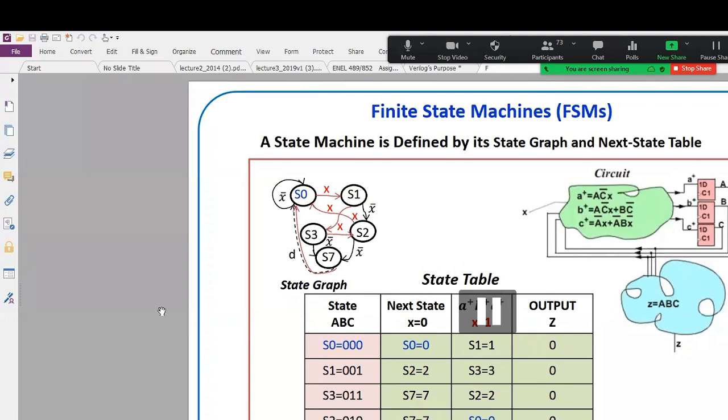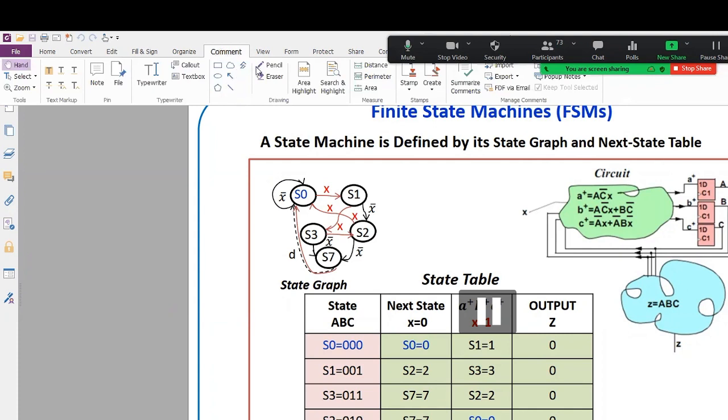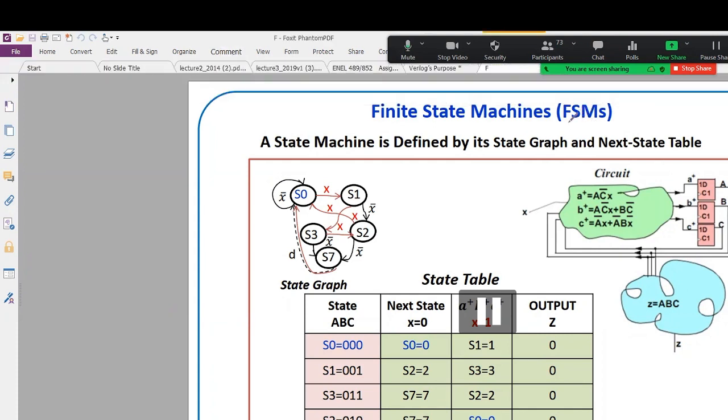So the first thing we're going to talk about is finite state machines, or more commonly called FSM. I think you guys have learned about this a bit in 2607, but we're going to talk more about it. A state machine is defined by a state graph and a state table. So you have a state graph here, we have a state table, and in this case, we're going to use a Moore FSM.